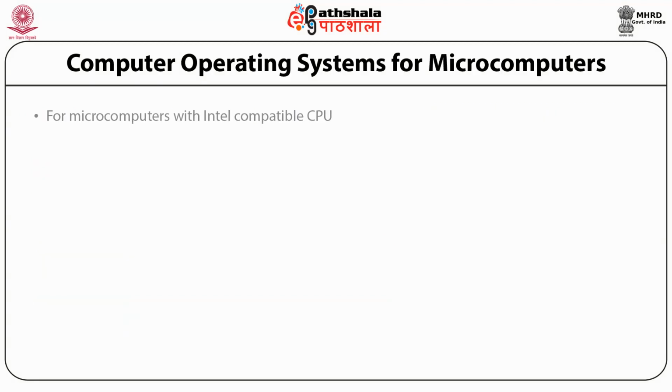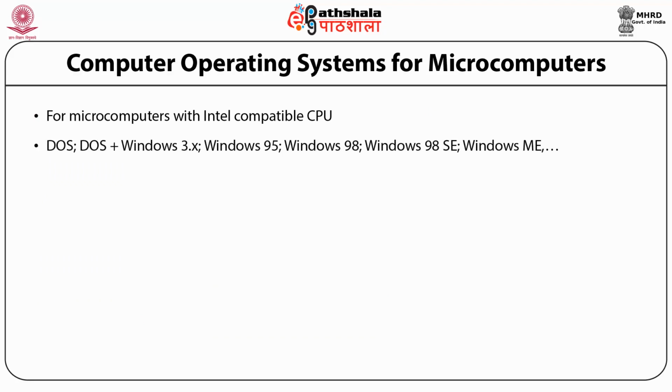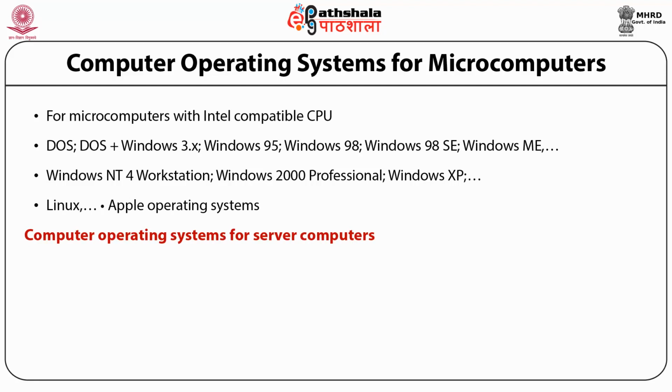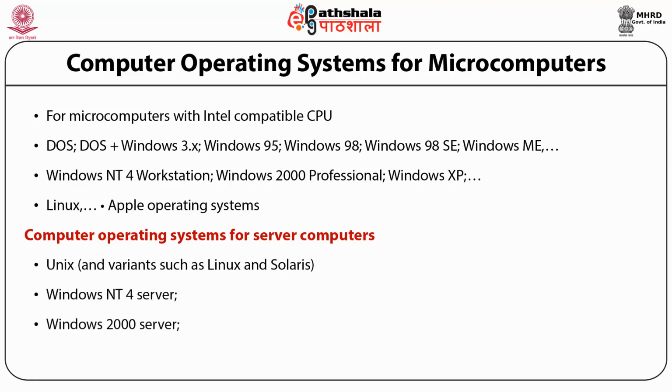Computer operating systems for microcomputers with Intel compatibility. There exist a lot of operating systems, including DOS, disk operating system, Windows 3X, Windows 95, Windows 98, Windows 98 SE, Windows ME, Windows NT 4 Workstation, Windows 2000 Professional, Windows XP, Linux, or Apple operating system. Computer operating systems for server computers include Unix and its variants such as Linux or Solaris, Windows NT Server, Windows 2000 Server, or Windows 2003 Server.